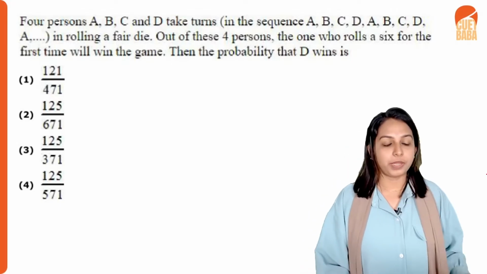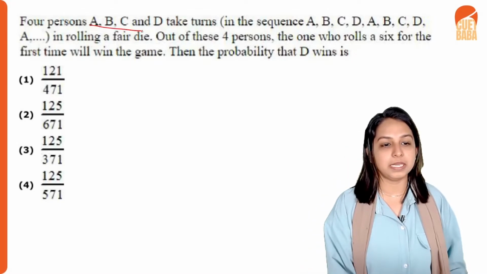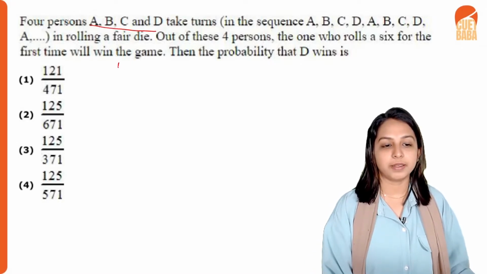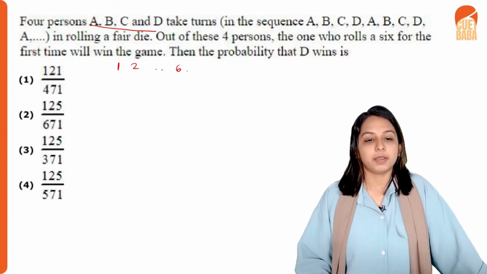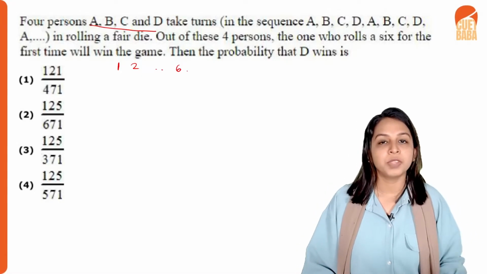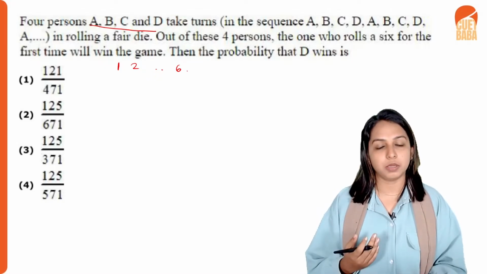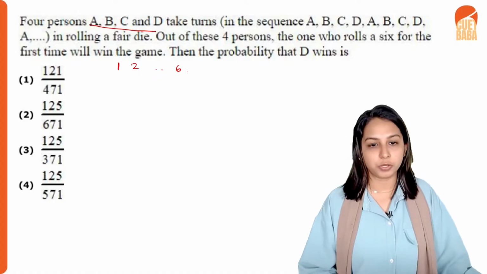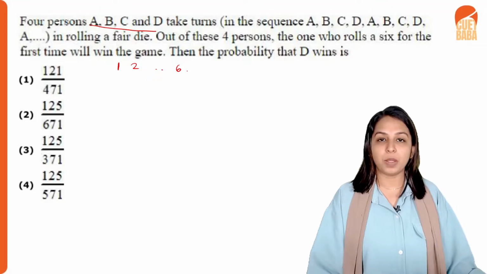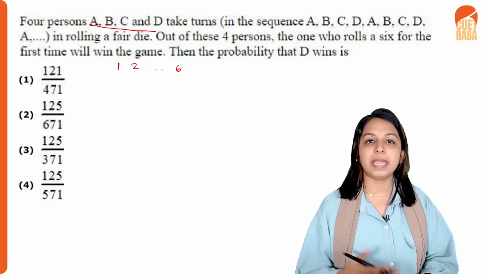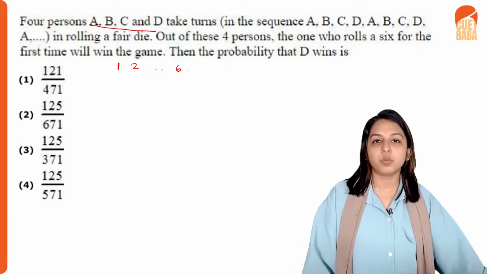So here the question says that there are 4 persons A, B, C, D and they are going to roll a die. A die has 6 sides, so we can number it from 1, 2, 3, etc. to 6. Out of these 4, the one who rolls a 6 for the first time is going to win the game. When A rolls the die, it can show the numbers from 1 to 6. If 6 shows, then A wins. But in the question, we have to find the probability that D wins. So the probability that D wins means A, B and C should not get 6, but D wants to get 6.